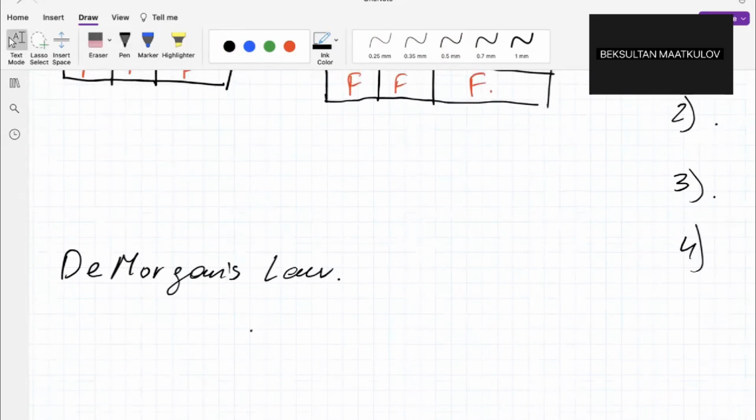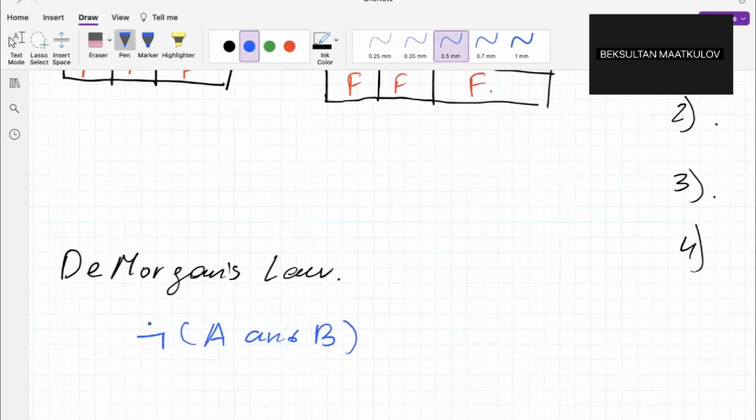So basically, DeMorgan's law states that if you have not (A and B), I'll write with blue. In this case, you need to imagine this not sign as a multiplication, and you need to distribute this not into the brackets. It's kind of like math: you are distributing the multiplication to the A, to the B, and also to the and.